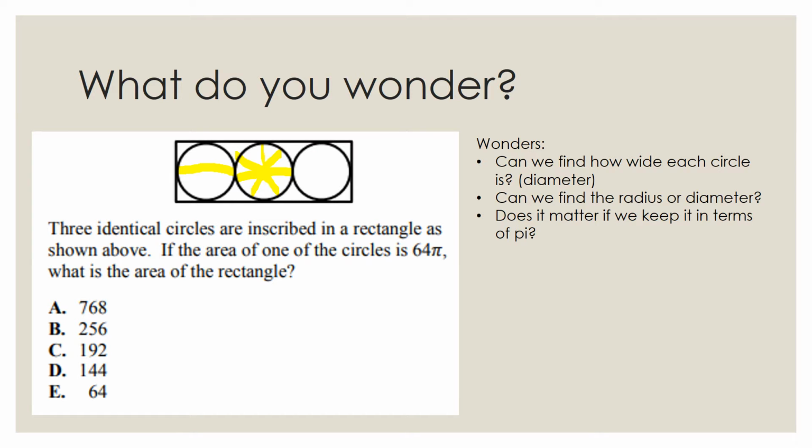Does it matter if we keep this in terms of pi? That's a really good wonder. If we look at our answer choices, we've got 768, 256, 192. Our information in our problem is in terms of pi, but our answer choices are not in terms of pi. So most likely we're going to have to multiply that or divide or get rid of it some way.